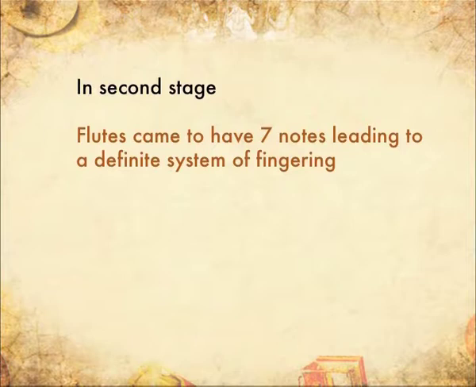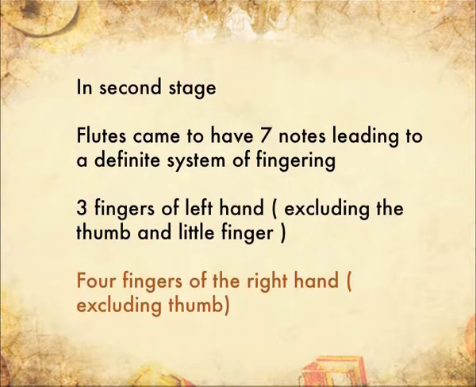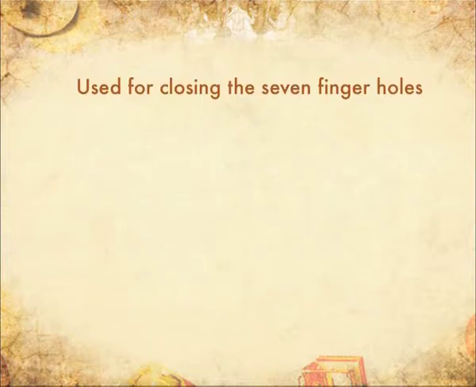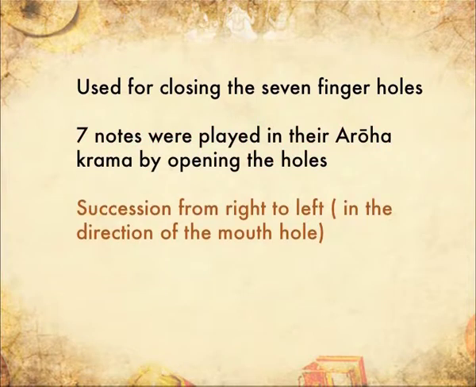In the second stage, as the flutes came to have 7 notes, the need for a definite system of fingering arose. 3 fingers of the left hand, excluding the thumb and the little finger, and 4 fingers of the right hand, excluding the thumb, were used for closing the 7 finger holes. The 7 notes were played in their arohana krama by opening the holes in succession from the right towards the left, that is, in the direction of the mouth hole.